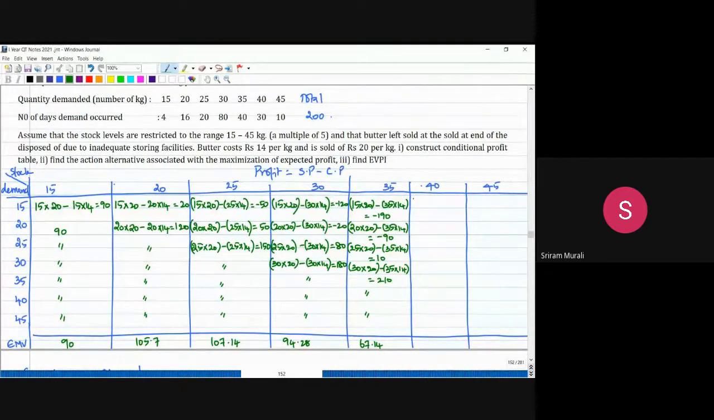What should be this? 15 into 20 minus 40 into 14. This is equal to minus 260. It is 20 into 20 minus 40 into 14, minus 160. It is 25 into 20 minus 40 into 14. That is minus 60.